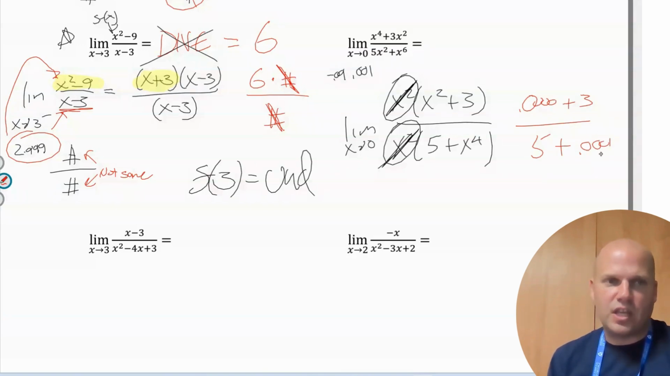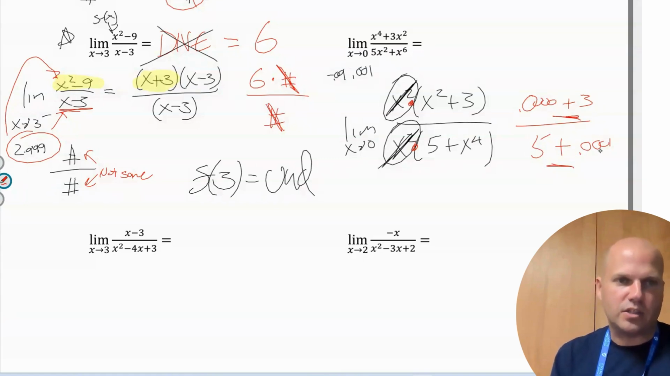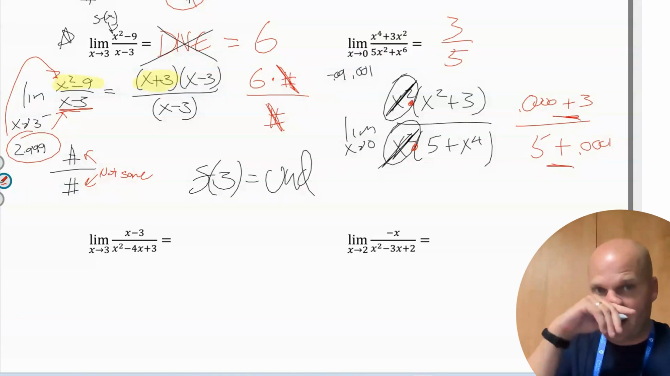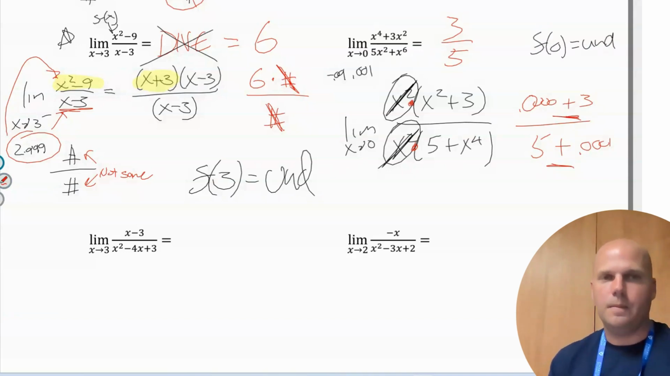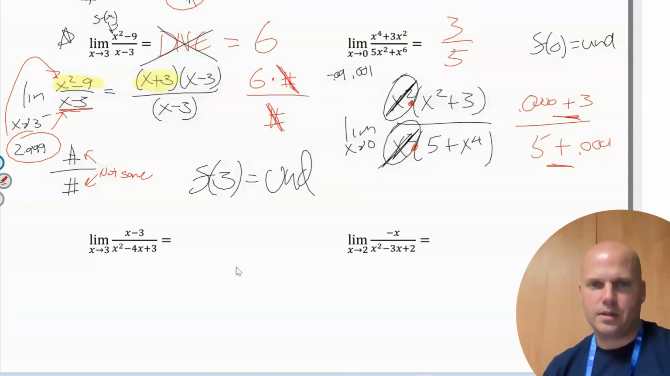These don't cancel and give you ones. You're not allowed to cancel over addition. You can cancel over multiplication, and there's the multiplication that allows me to cancel this. So you don't cancel and turn them to ones. Instead, you're like, what's 3 plus essentially 0? 3. What's 5 plus essentially 0? 5. And that's why if you plug in 0 to the left and 0 to the right, you get 3/5. However, again, if I asked you what is f of 0, you would say it's undefined because you'd get 0 over 0. This is the idea behind limits.